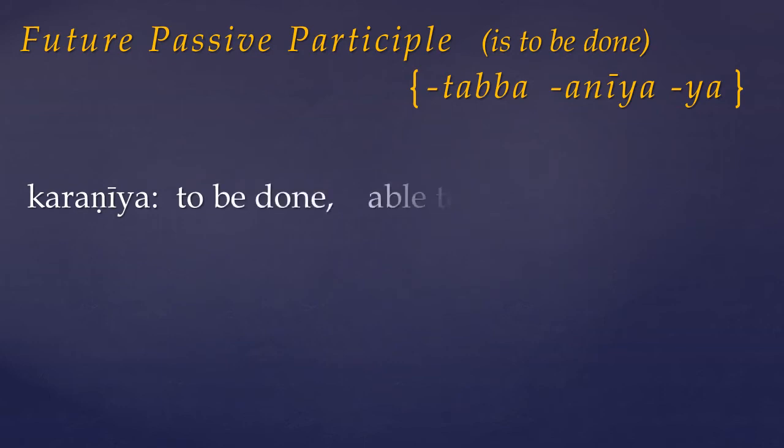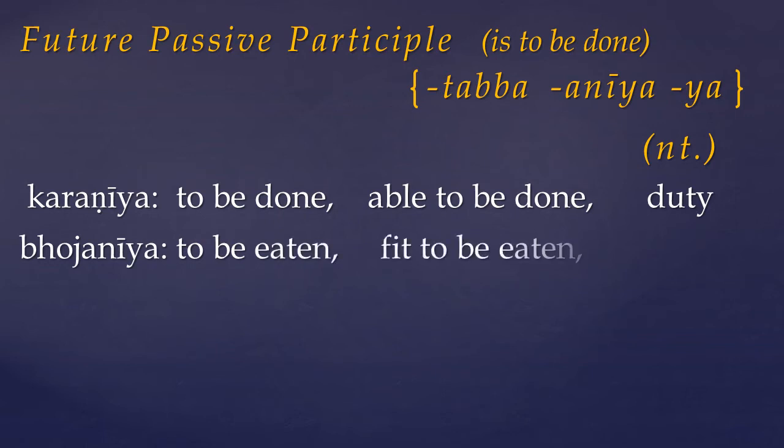So, karaniya literally means to be done, or capable of being done. And in the neuter it can be used as a noun meaning one's duty, literally that which ought to be done. And similarly, bhojaniya means to be eaten, capable of being eaten or fit for eating. But when used in the neuter, it can simply mean food.